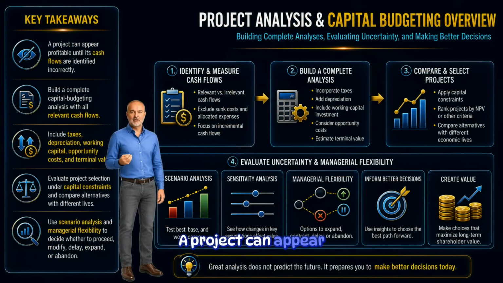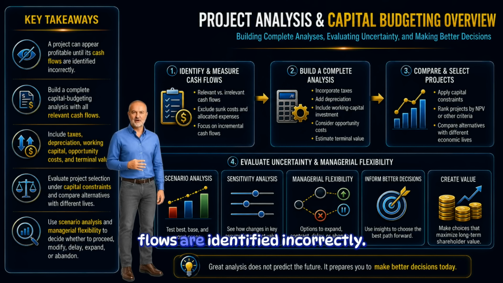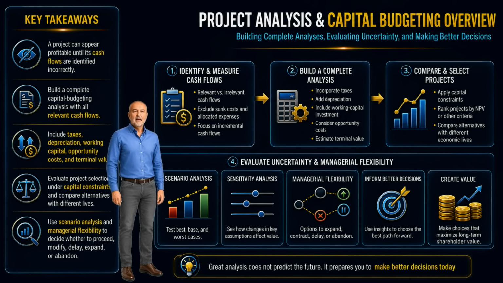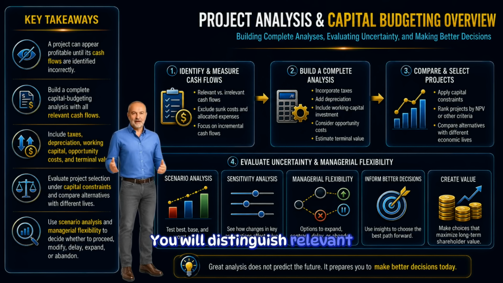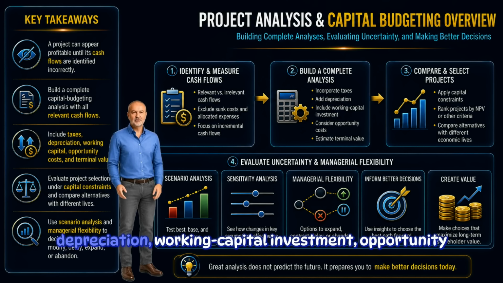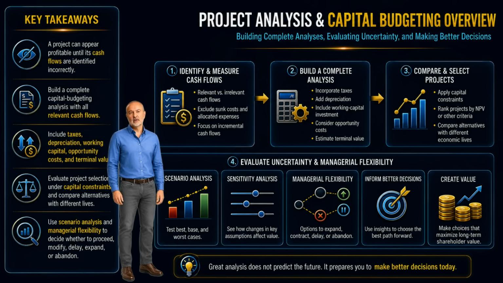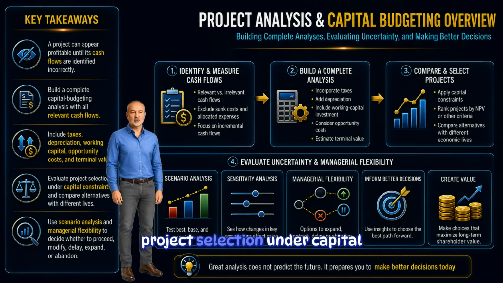A project can appear profitable until its cash flows are identified incorrectly. In Week 4, we examine how companies build a complete capital budgeting analysis. You will distinguish relevant cash flows from sunk costs and allocated expenses. You will incorporate taxes, depreciation, working capital investment, opportunity costs, and terminal value into the project evaluation. We will also examine project selection under capital constraints and compare alternatives with different economic lives.